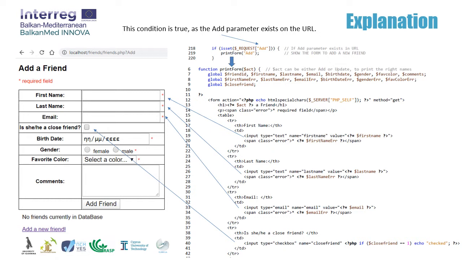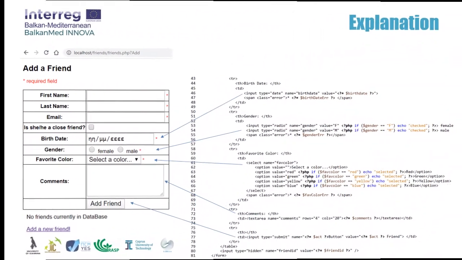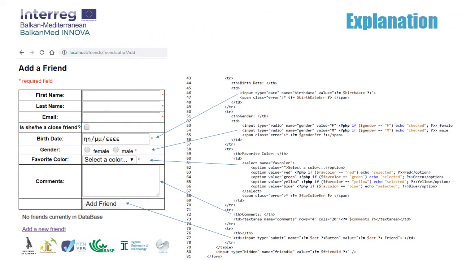This function, see lines 12 to 81, prints the HTML code for the form. Each form element corresponds to one field in the DB table friend. Regarding the data type of the corresponding field, we use the most suitable HTML form element. We use text type for simple strings like first name and last name, email type for emails and checkbox type for Boolean values like close friend.